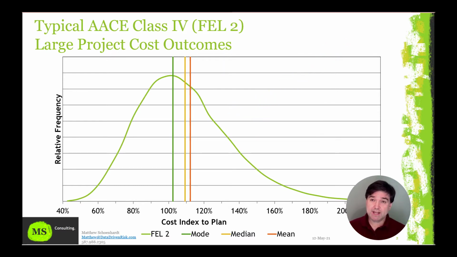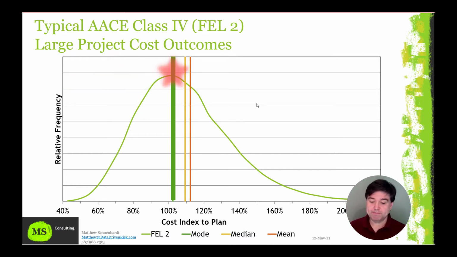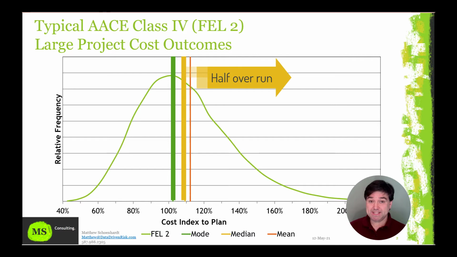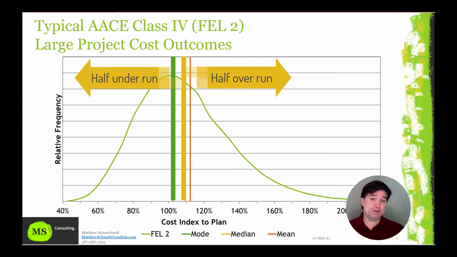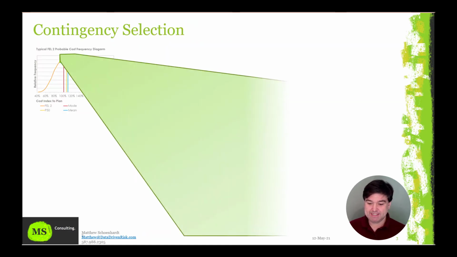Now, there's three lines I've drawn on this curve. The first one is the mode. The mode is the most likely cost outcome. It's the highest probability outcome. It's that top of the curve. It is not, however, the median. The median is the P50. The P50 means half the projects go over this number and half the projects go under this number. And the third number we want to talk about is the mean, and that's the arithmetical average. So we're going to zoom in on this graph and look at each of these concepts in detail.